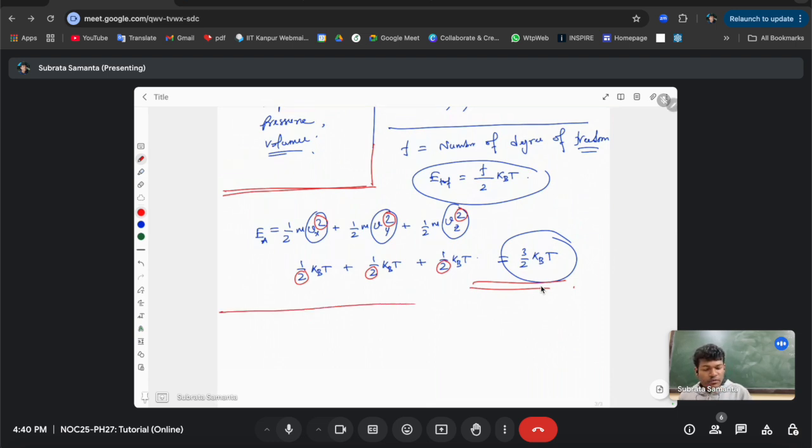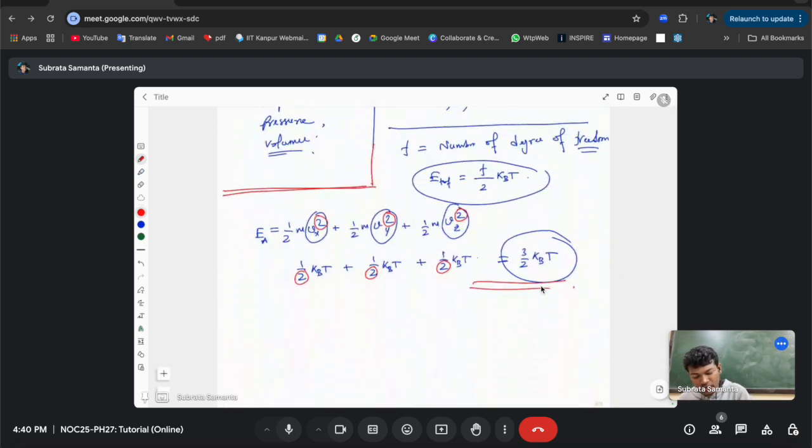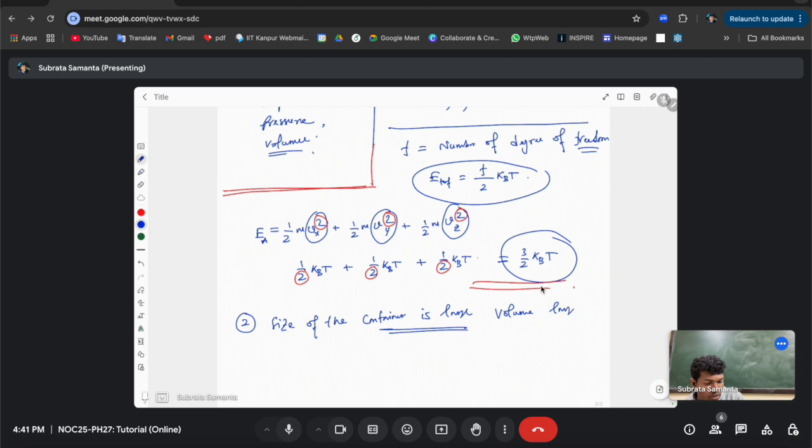So now, what is the distribution of the particles in the kinetic theory? Sorry, there is another assumption: the size of the container is large. The size of the container of the system is large, I mean the volume V is large. So why do we make this assumption? Such that any fluctuations between the particles are neglected.